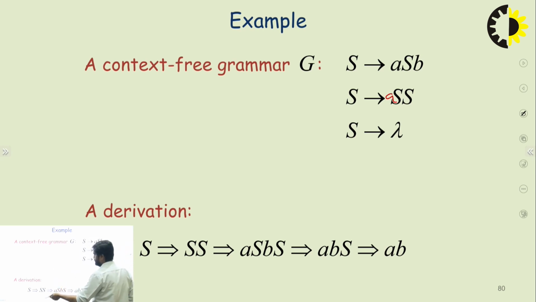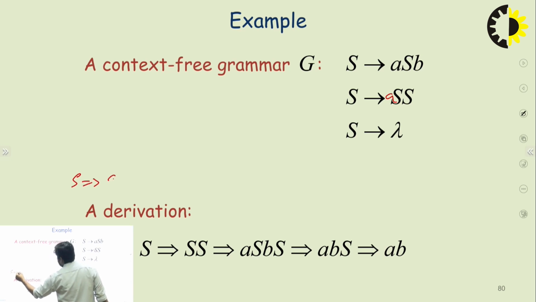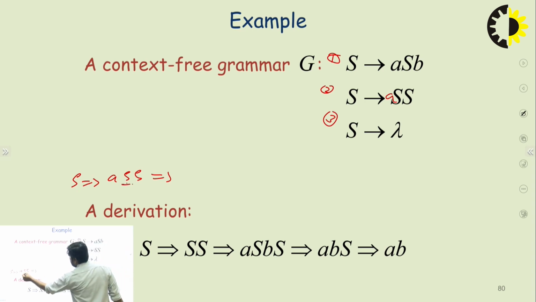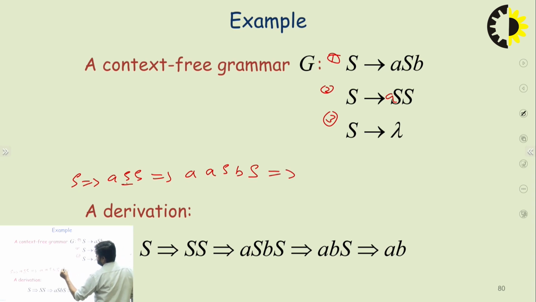First we use derivation. S generates A S S. Now we use the first production, second production and third production. Using the first production, we replace S here: A, A, S, B, S. Now using the third production: A, A, B, S.